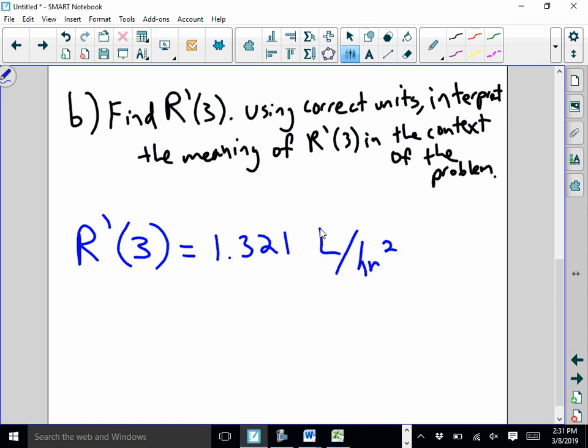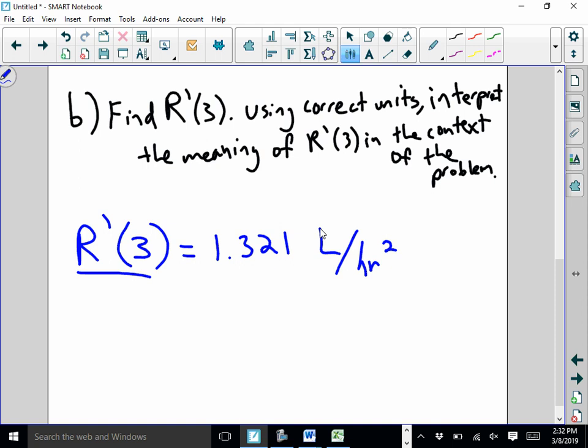Now let's talk about the meaning. Again, this is the rate of change of r. So one thing you can say here is this is the rate of change of the rate of water filling the tank, because that's what r is. It's the rate of change of the rate of water filling the tank at time equals 3 hours, and that number is 1.321. So the rate is increasing because that's a positive answer.